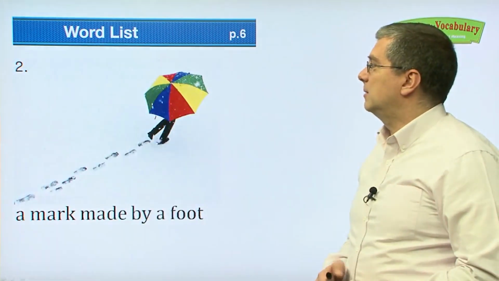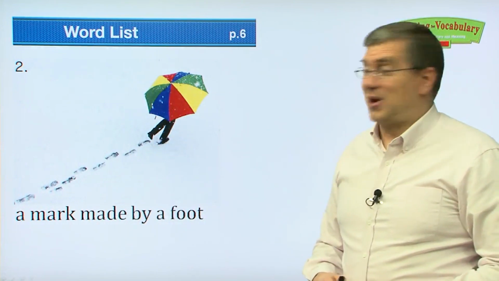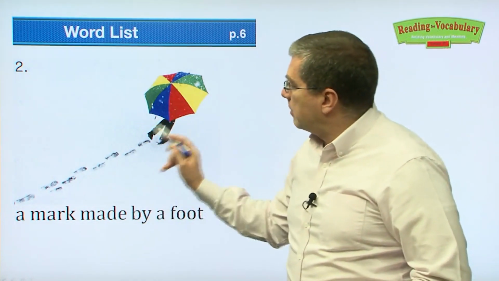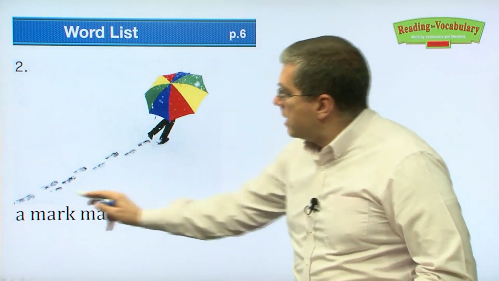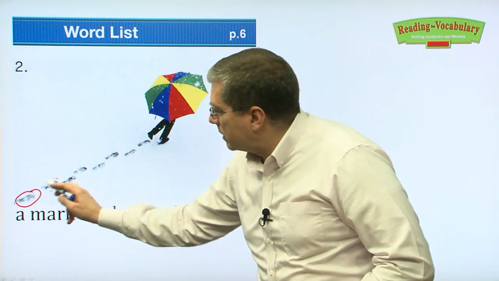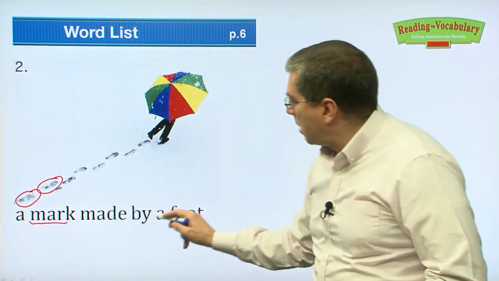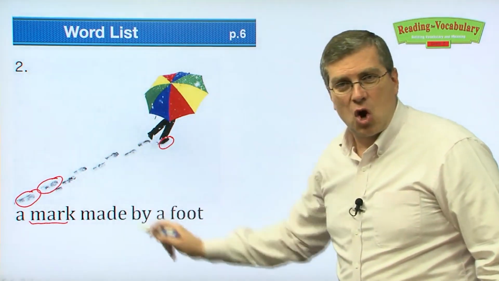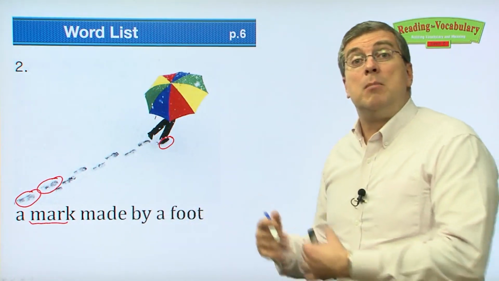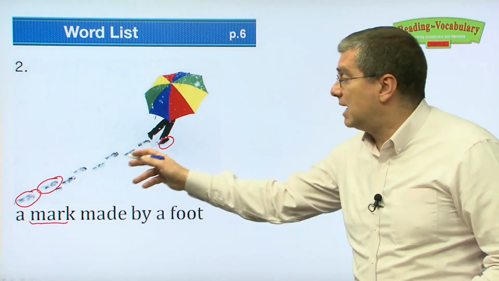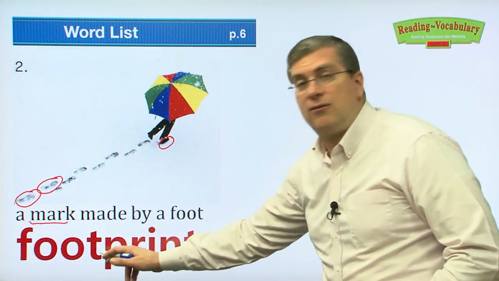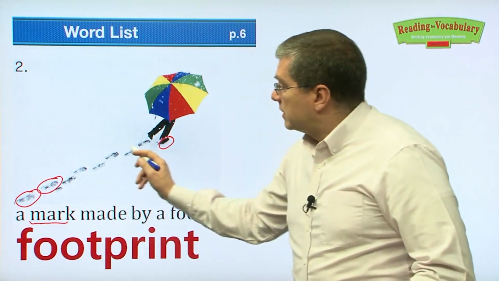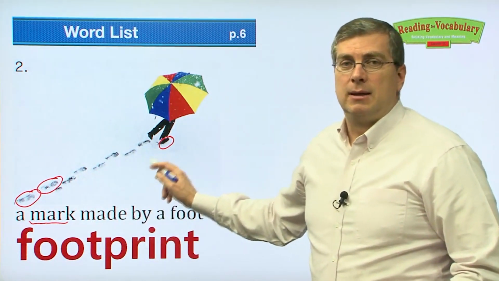Jungle. Okay, next one. Oh, this is the opposite of a jungle, right? It's very cold. There's a lot of snow on the ground. But look at what happens when somebody walks across the snow. They're making marks. So this word is a mark made by a foot, right? When a person or an animal is walking in the snow, in the sand, in the mud, what do they leave behind them? They leave behind them a footprint. Footprint. Footprint. This person is leaving many footprints behind them.